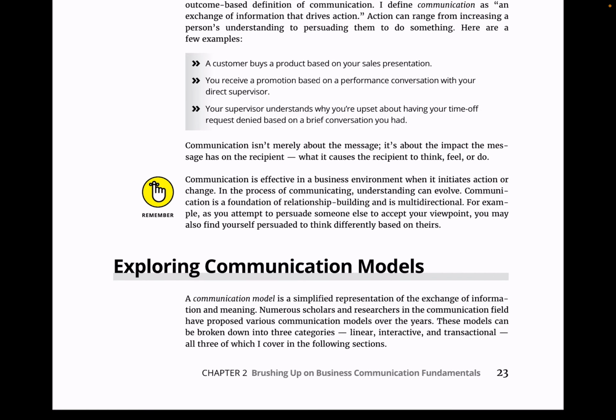Mitigating hierarchical noise. Hierarchical noise may occur when people at different levels in an organization communicate with one another. In other words, when one person has more power than the others. For example, you may interpret the message differently depending on who sends it. If your supervisor tells you this needs to be done today, you may interpret it as an order or command.